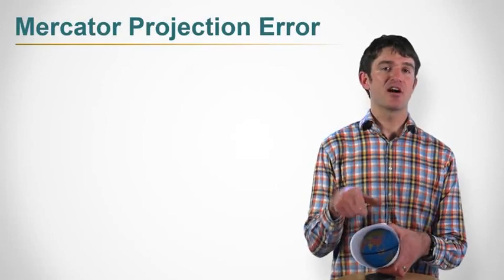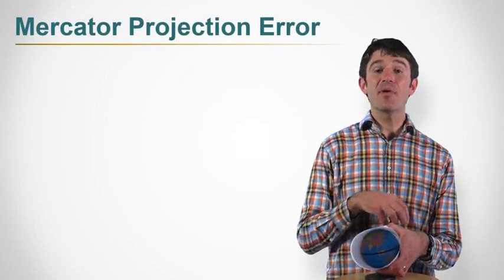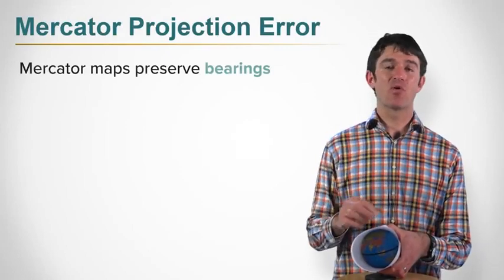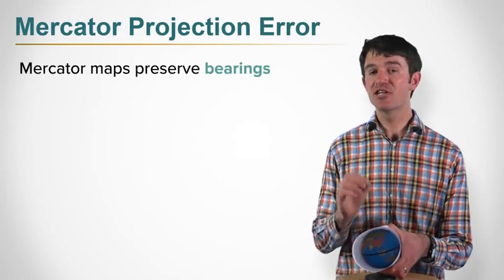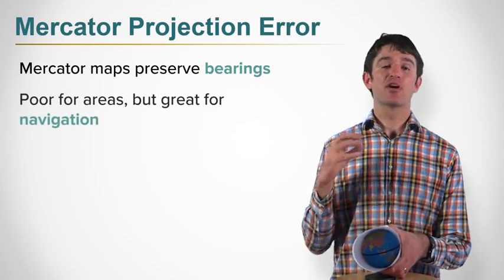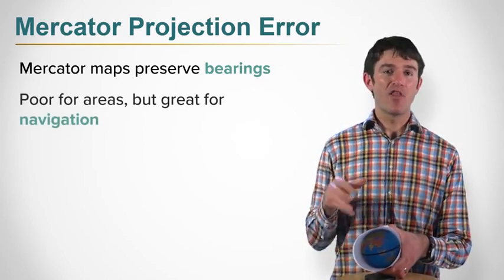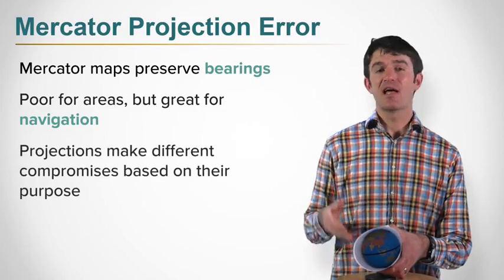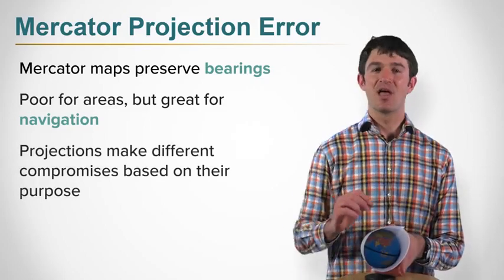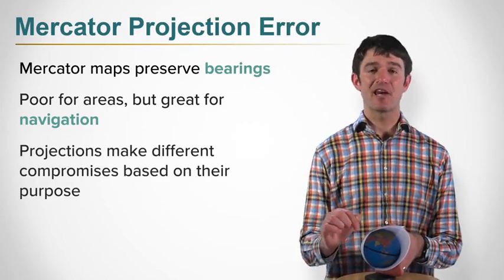Despite the growing errors on Mercator maps, they illustrate why we have so many different map projections, because they preserve bearings or relative directions, so they're still useful for navigation. They're poor for areas, but great for navigation. Other projections make different compromises and enable them to be used for other purposes.